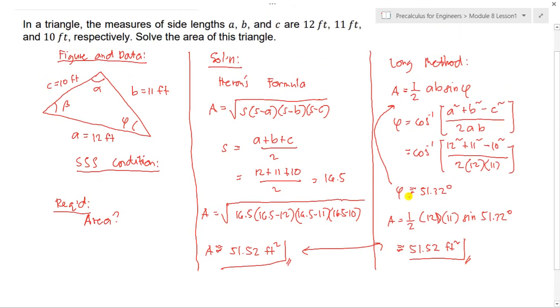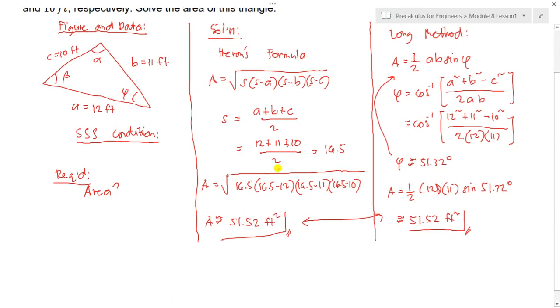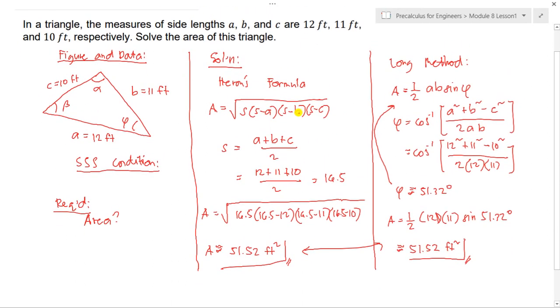This is a somewhat long method if you have to derive through the cosine law. Whereas if you have memorized Heron's formula, you know the basics or the fundamental principle of Heron's formula, then you can use the shortcut method of Heron's formula.